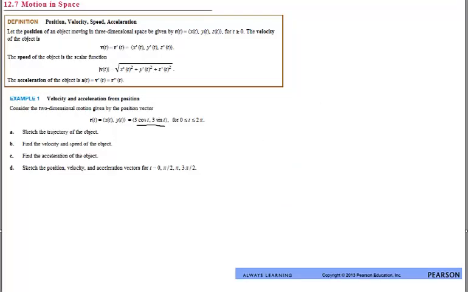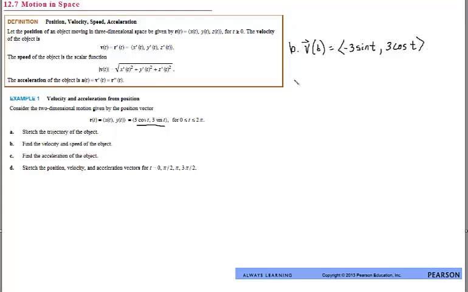Okay, let's see if we're up for finding the velocity and speed of the object. B, the velocity vector is just the derivative of our position vector, which we were given. So that would be a derivative of 3 cosine t for the x direction. That would be negative 3 sine t. Derivative of 3 sine t is 3 cosine t, and that would be our velocity vector.